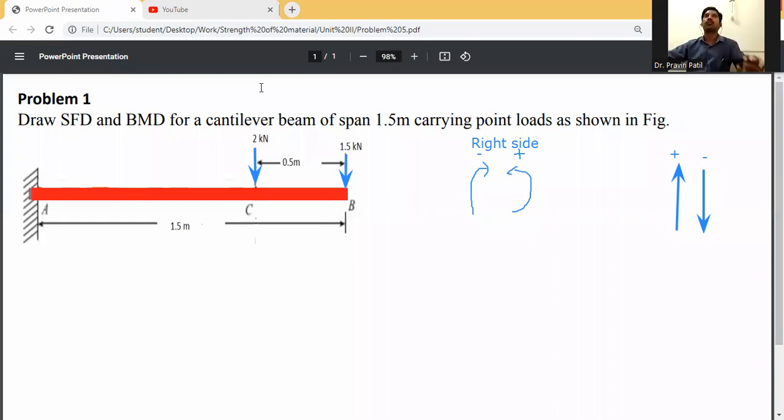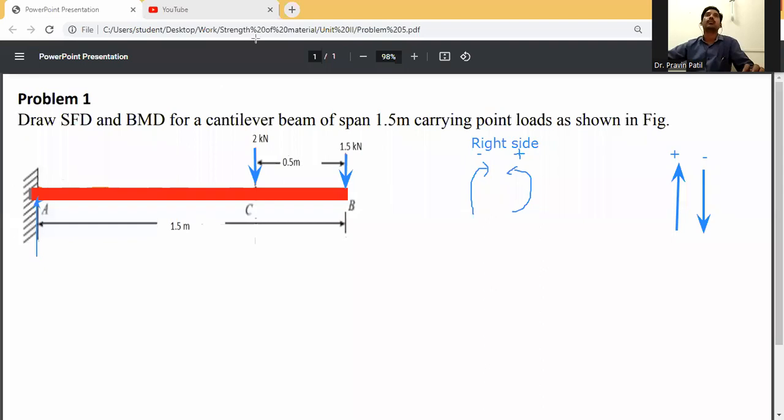First of all, apply the equilibrium equation for calculating the reaction. At A it is fixed, then at B it is free. If A is fixed, then there will be one reaction at A. So this one is the RA reaction, acting at A. Then apply the first equilibrium equation, that is summation Fy is equal to zero. The algebraic sum of all the vertical forces is equal to zero.